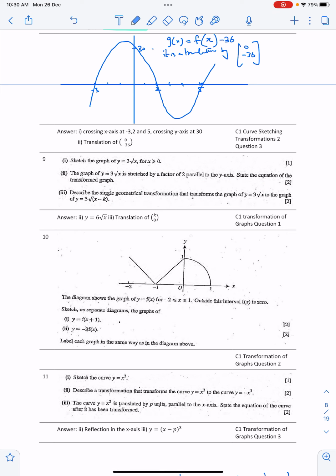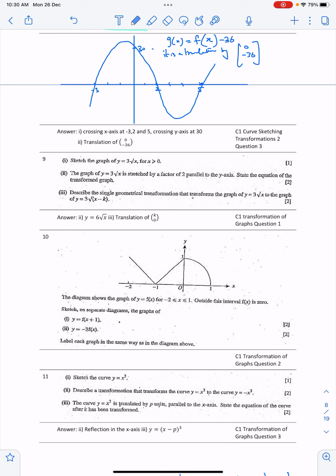Describe the single geometrical transformation which transforms the graph of y equals 3 root x to the graph of y equals 3 root x minus 10. In place of x, they have written x minus 10. That means it's purely a translation by the vector (10, 0).